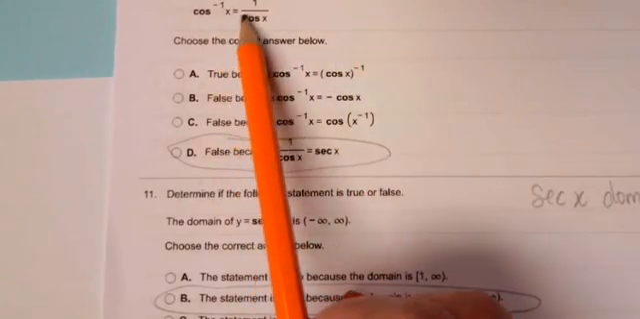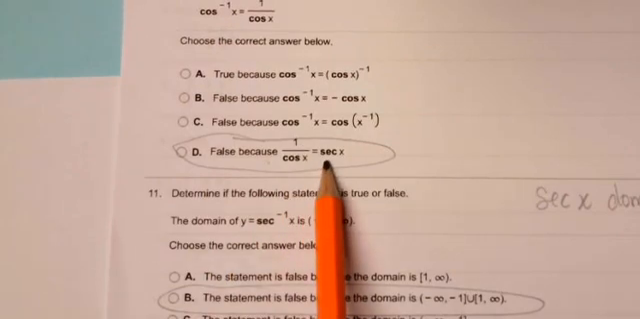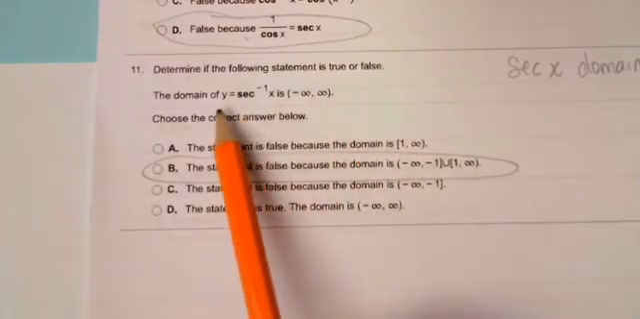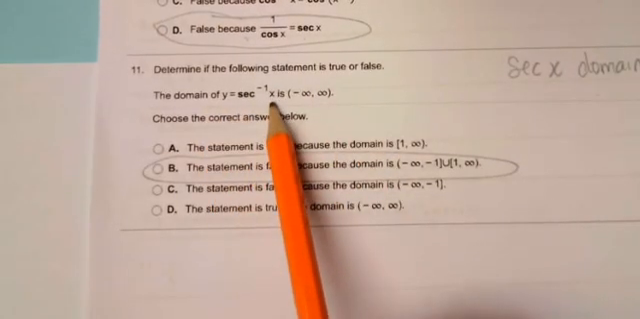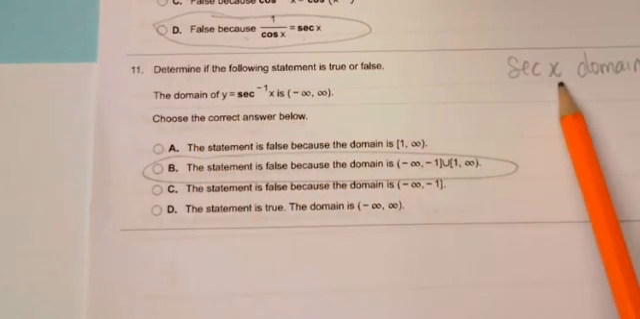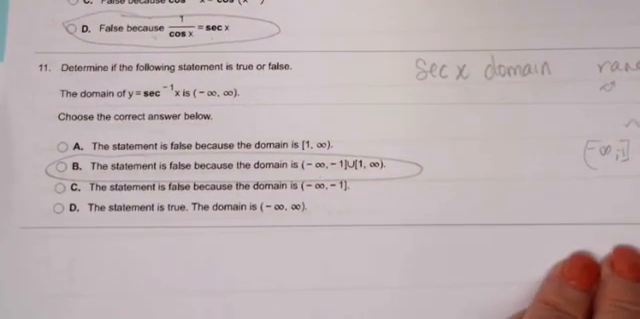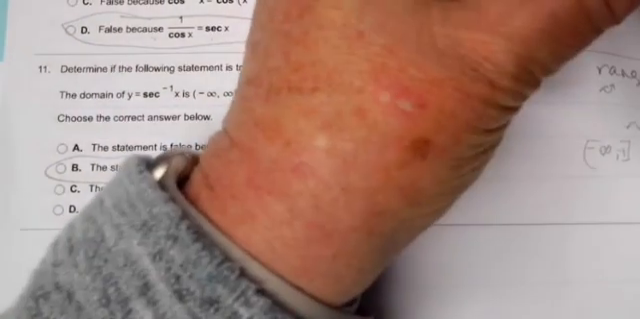Determine if the following statement is true or false. Cosine inverse x equals 1 over cosine x. That's false. 1 over cosine is equal to the secant, and this is not the same. Determine the following. This y equals secant inverse x. The domain of that is negative infinity to positive infinity. Secant x has a domain and a range. So the domain here is negative infinity to negative 1 in union with 1 to infinity. And that takes care of 2.3.